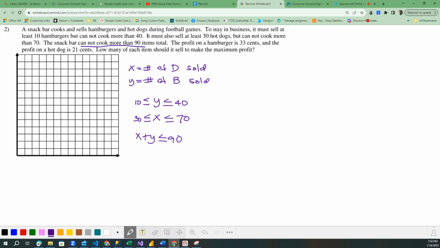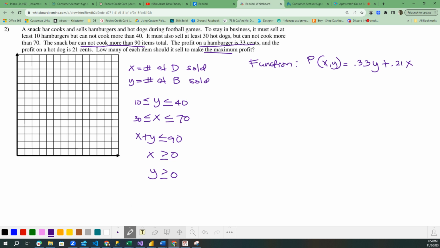These are your inequalities, and of course we can say that x is greater than or equal to 0, and y is greater than or equal to 0. So these are all our boundaries. Okay, now our function is something to make maximum profit. So your profit, P of x and y, is equal to, burgers have 33 cents, so 0.33 of burger, which is y, plus 21 cents, 0.21 of x. So that's our equation to find the profit.